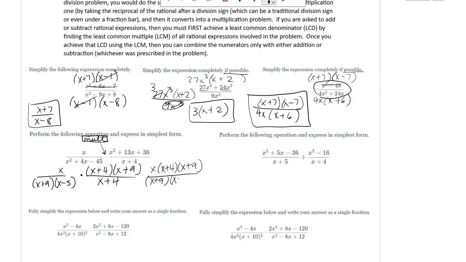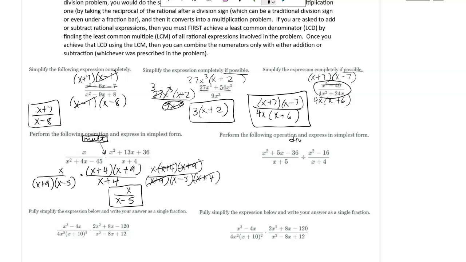I see that there are definitely some things that I can cross out that are entirely the same. I have an x plus 9 and an x plus 9. I have an x plus 4 and I have an x plus 4. So in the end, my multiplied final simplified answer is just a simple x over an x minus 5. Again, these x's are not something that you can cross out because x would have to have a minus 5 after it up on top in order for this to be something that can be canceled out.